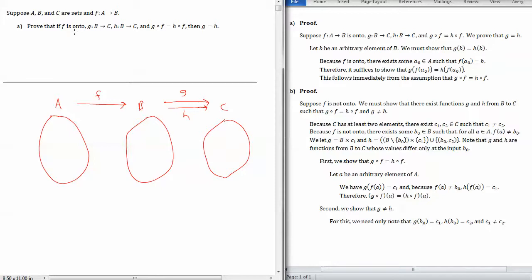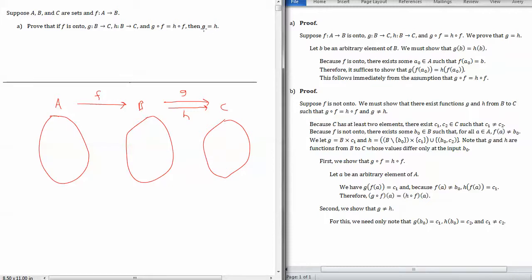All right, so how are we going to prove that g equals h? Well, remember, functions are relations, and so at the end of the day, they're sets of ordered pairs, right? So you could think of this as equality of sets, and just show that for every ordered pair, it's in g if and only if it's in h. But that's a little bit of a pain notationally.